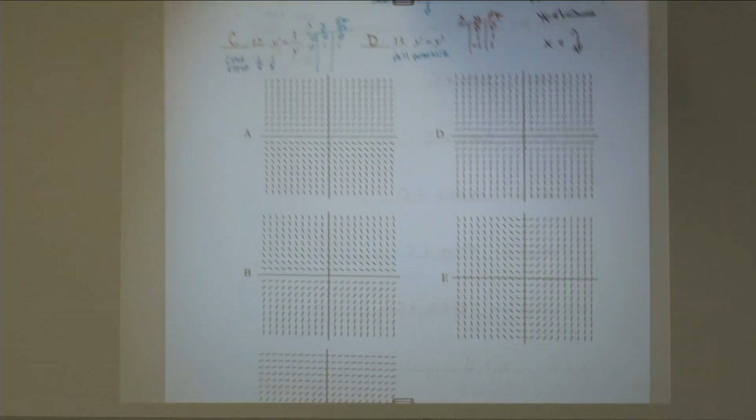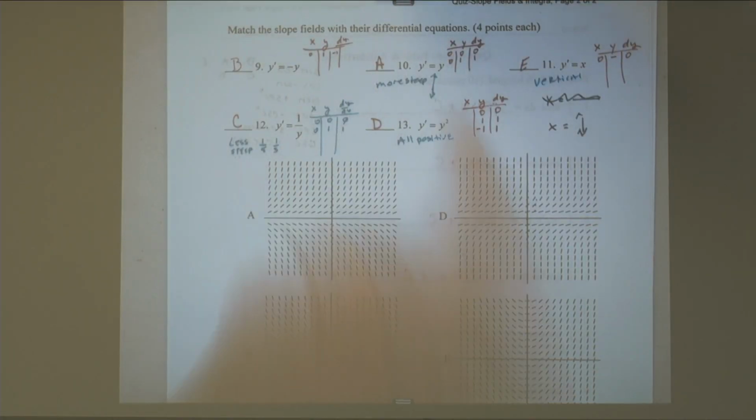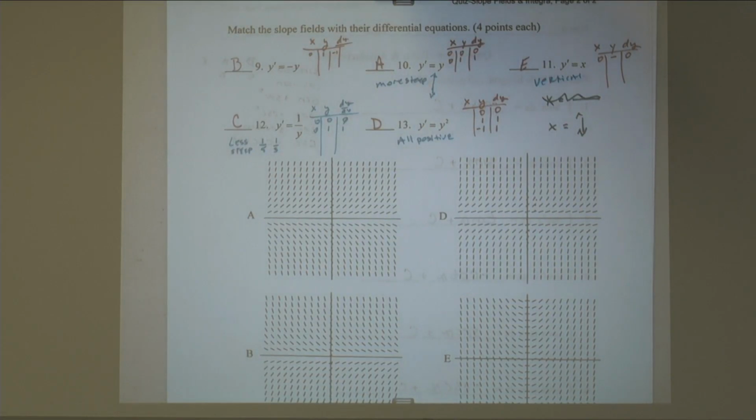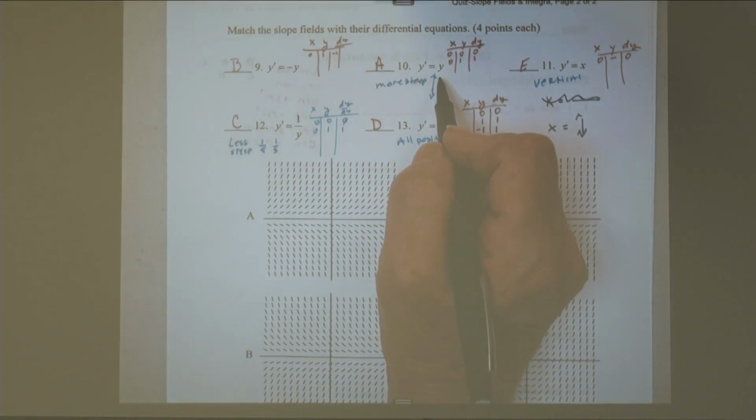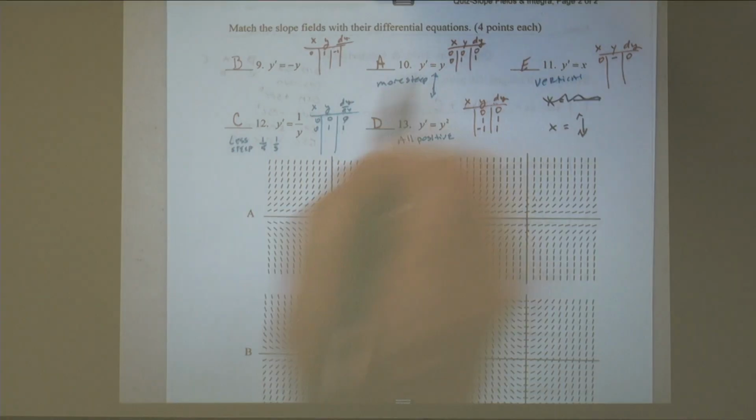Then after that, it's just filling out the tables. The biggest problem I had was between A and C for problem 10 and 12. But I know that this is y by itself, and this is 1 over y. So this is going to be more steep than these are going to be.